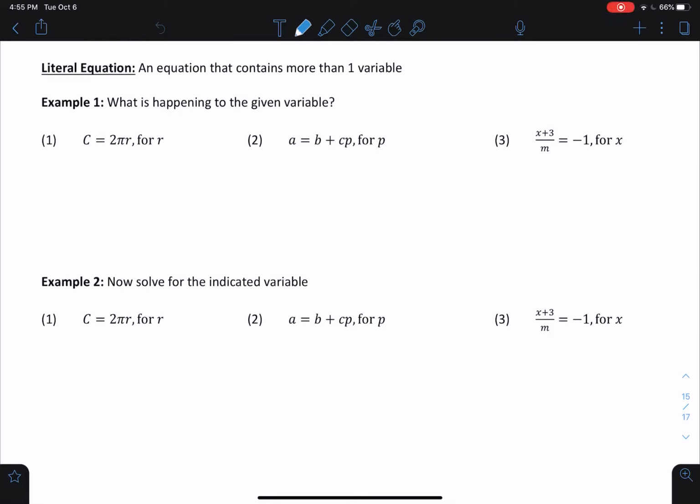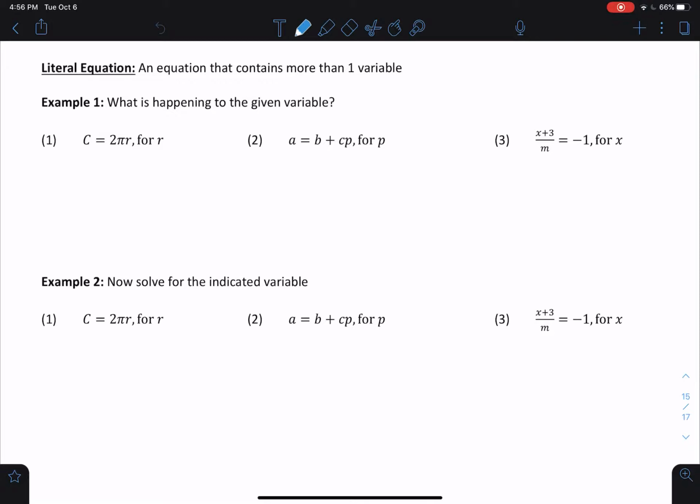So we are now going to be talking about literal equations. We've been working on solving linear equations, getting x equal to a number, or a variable equal to a number. Now we're going to be solving literal equations. A literal equation is an equation that contains more than one variable. These are going to become more abstract. We're still going to be applying the same ideas of solving, but it's going to give us a more abstract answer.